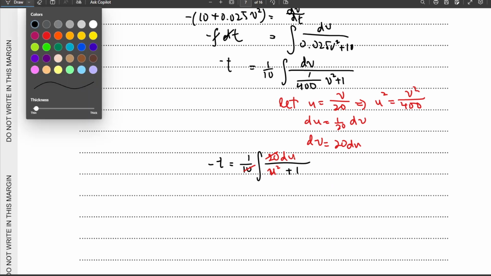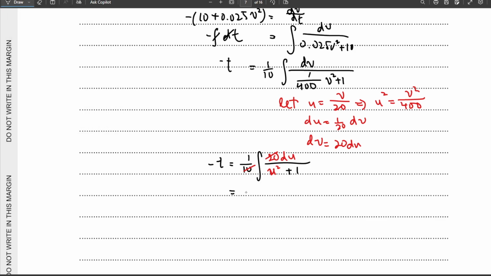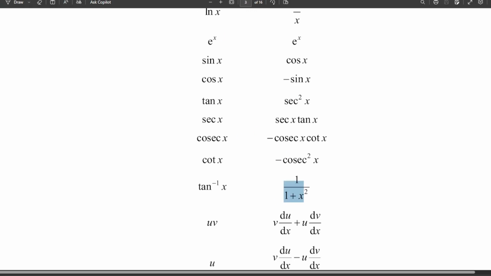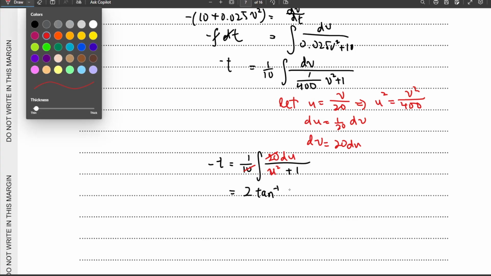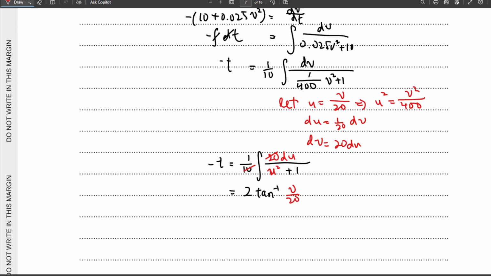So you're left with just du over u squared plus 1, which gives us, using this formula again, an inverse tangent of u. And u we said previously as v over 20. So we sub it back like that, and we have negative t equals to this. We have done our integral, so we add the plus c behind.